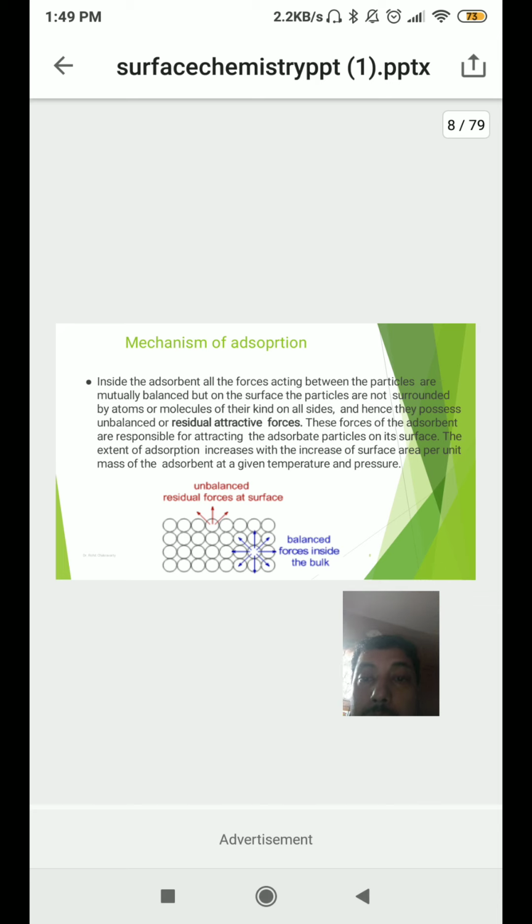These forces of the adsorbent are responsible for attracting the adsorbed particles on its surface, and the extent of adsorption increases with the increase of surface area. So adsorption is a process which depends upon the surface area. The more the surface area, the more the adsorption. Okay, it is directly proportional to the surface area per unit mass of the adsorbent at the given temperature and pressure.